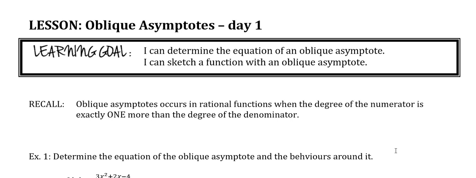Today is similar to yesterday. The one thing we're adding is now we're going to take a look at oblique asymptotes. And it's not actually that much trickier, but it is different. But the process or the idea is the same. We need to find the equation of the asymptote.